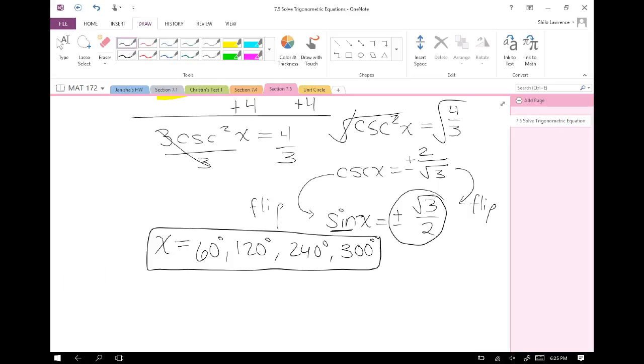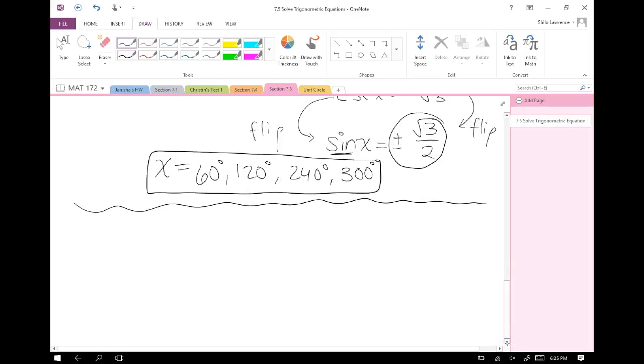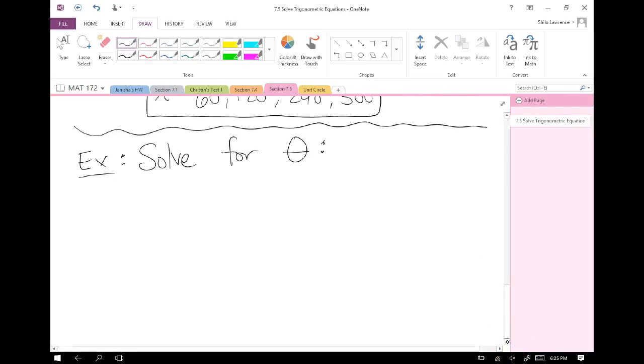So the next type of problem that we might see are the problems that have more than one trig function in them. Whether it's the same trig function written multiple times, or whether it's two completely different trig functions. So here I'm going to say solve for theta, because it's not always going to be an x. So on these we said we're probably going to have to factor. So let's look at a couple of examples of these.